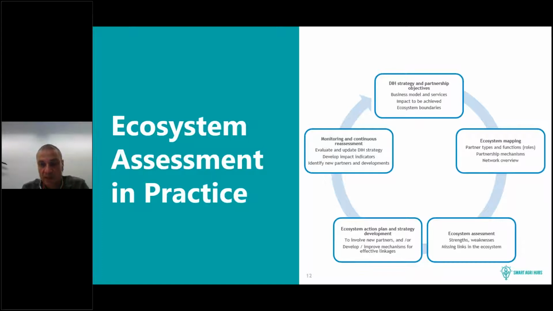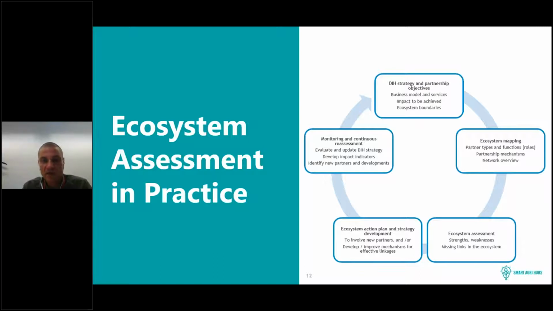If you have done that analysis, and this is also, of course, your opinion, then think of an ecosystem action plan and strategy development. So given the strengths and weaknesses, which actions can I take to improve my situation by involving new partners or developing better improvement mechanisms for linkages? So you can have the right actors in your ecosystem, but your relationship may not be as good. So that can all be actions in your plan.